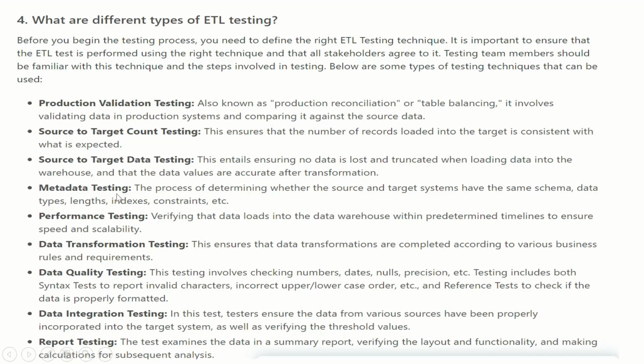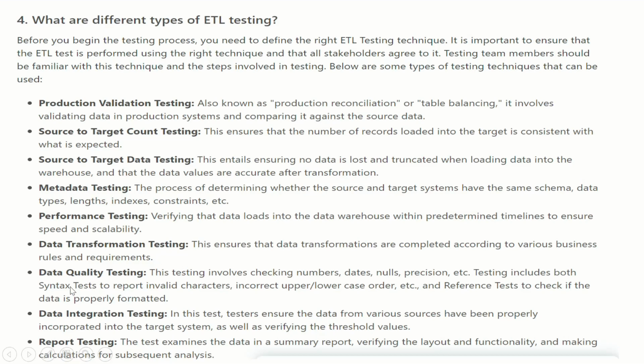Then metadata testing, the process of determining whether the source and target systems have the same schema, data types, lengths, indexes, constraints, etc. Performance testing, verifying that the data loads into the data warehouse within predefined timelines to ensure speed and scalability. Then data transformation testing. This ensures that the data transformations are completed according to the various business rules and requirements.